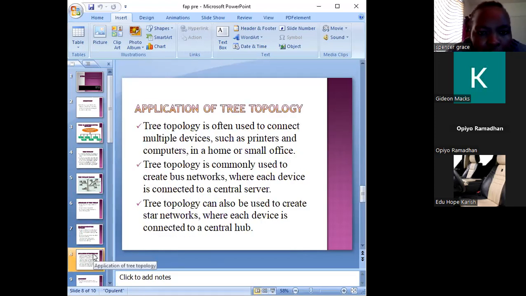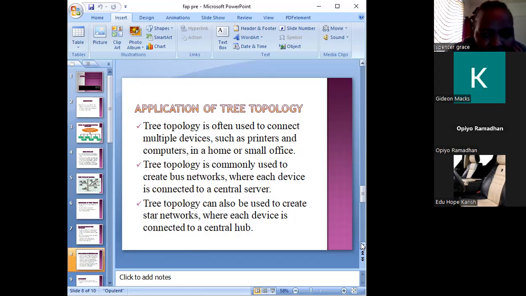The applications of tree topology: it is often used to connect multiple devices such as printers and computers in a home or small offices or even small institutions. A tree topology is commonly used to create bus networks where each device is connected to a central hub. We have already discussed that. And lastly, tree topology can also be used to create star topology, where each device is connected to a central hub. So that was just a reminder.